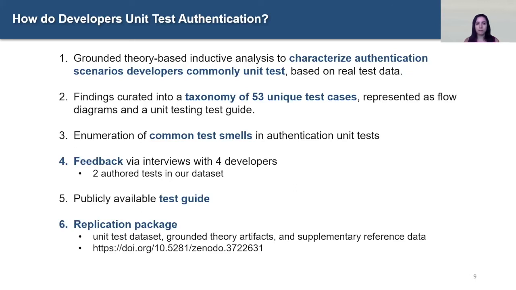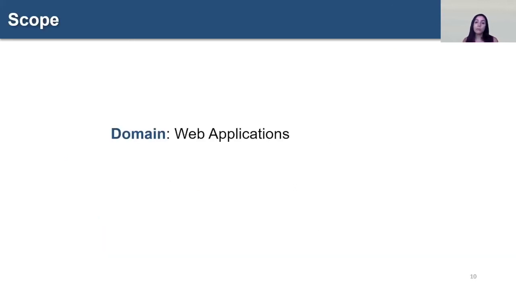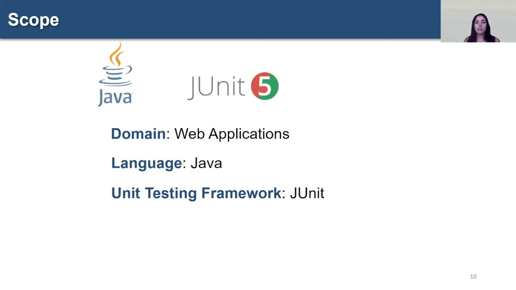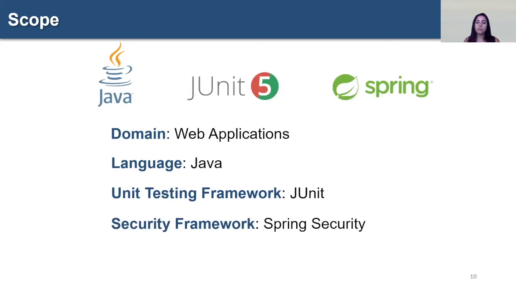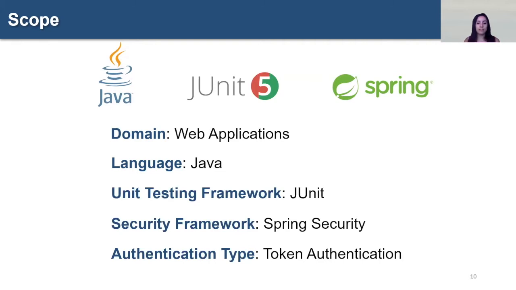We had to scope the work to make a grounded theory analysis feasible because it is primarily manual work. So starting with the domain of web applications, we look at Java projects that write their tests with JUnit and use the Spring Security framework. And further, we've scoped this to token authentication. We feel that these restrictions still represent a generalizable sample of authentication unit tests because these are popular and highly used languages and frameworks.